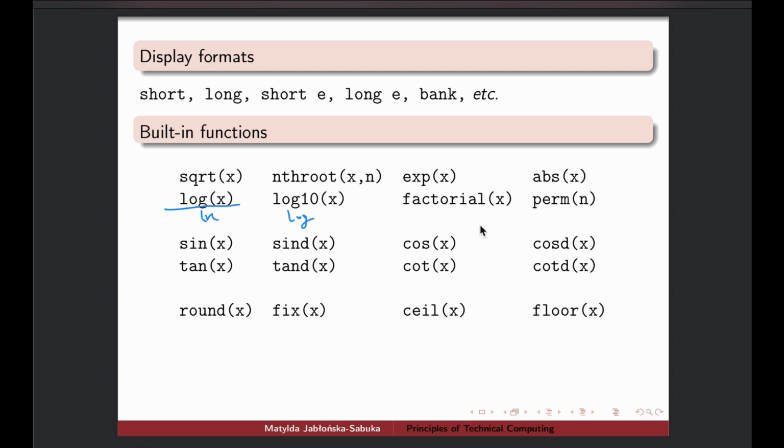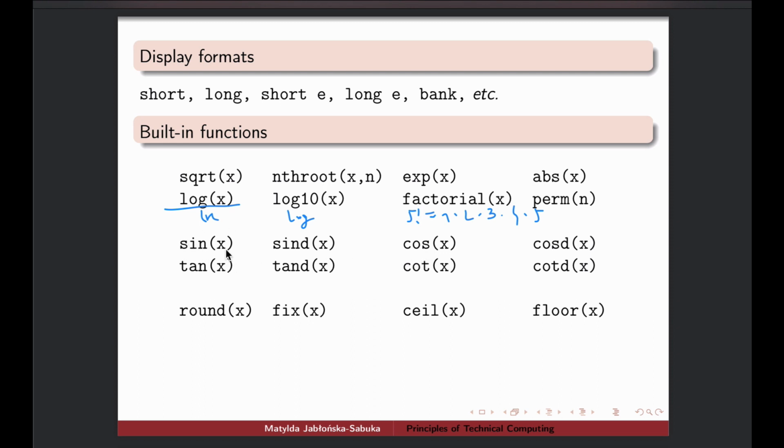Then there's factorial, so that's multiplication of many consecutive natural numbers. So for instance factorial 5 in math we write like this, and that basically means 1 times 2 times 3 times 4 and times 5. Perms is something with creating permutations of integers. That's something to check from help. Sine, cosine, so the classical trigonometric functions.